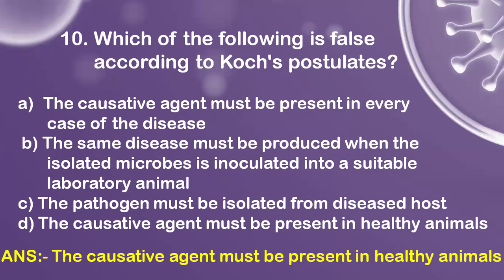So here the first three, A, B and C, are the Koch postulates. And the fourth one, the causative agent must be present in healthy animals, is not the correct one. It is false.